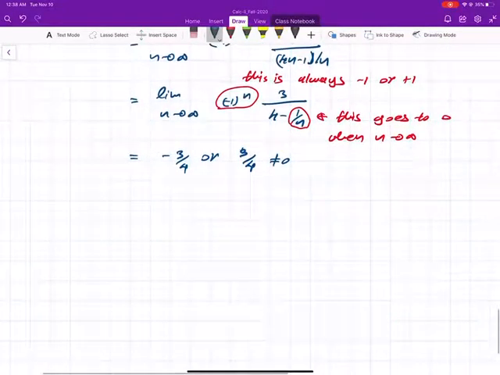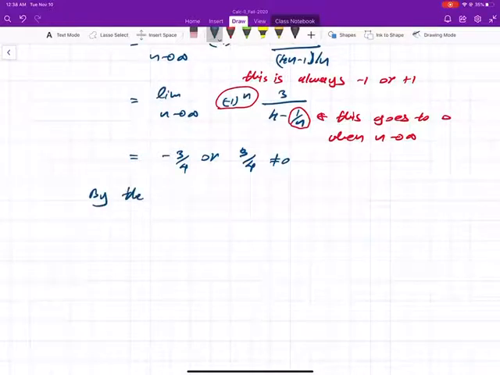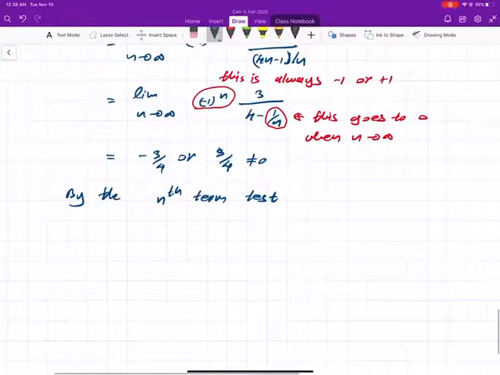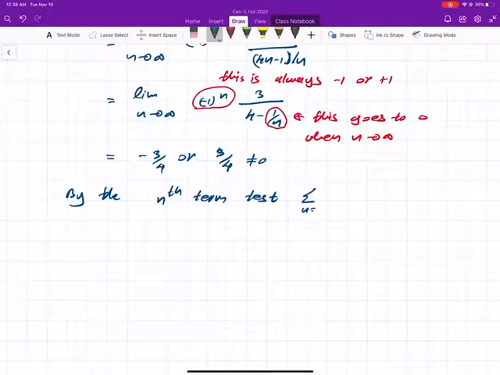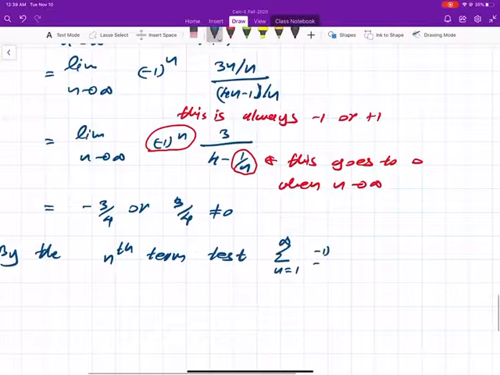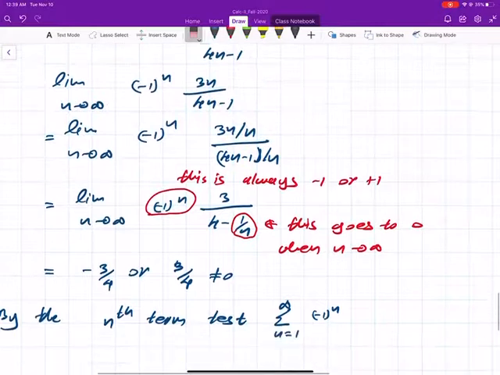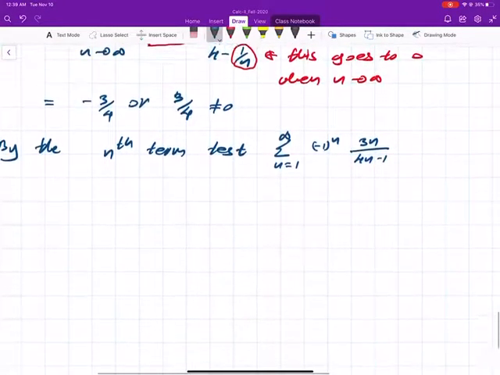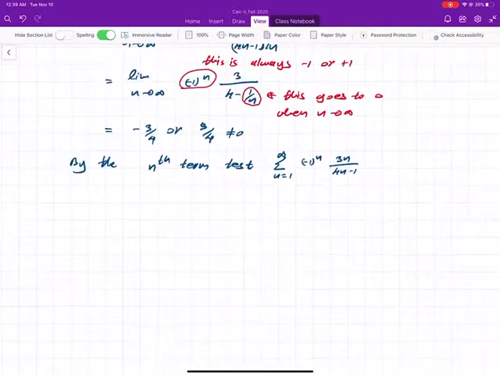Then the conclusion is: by the n-th term test, the given series, n goes from 1 to infinity of minus 1 to the power n times 3n over 4n minus 1, is divergent.